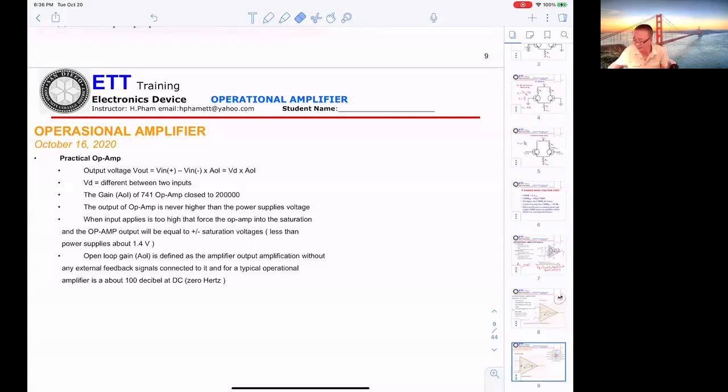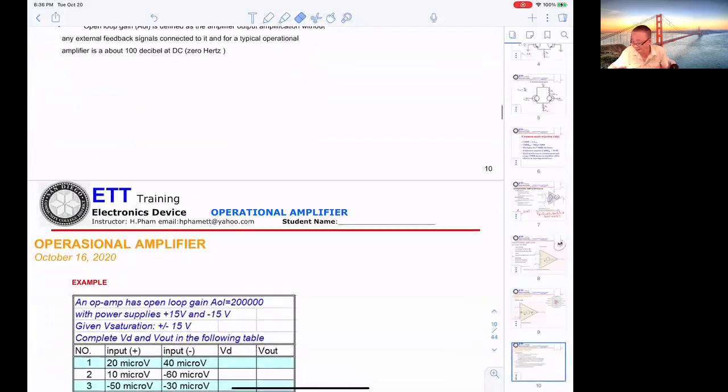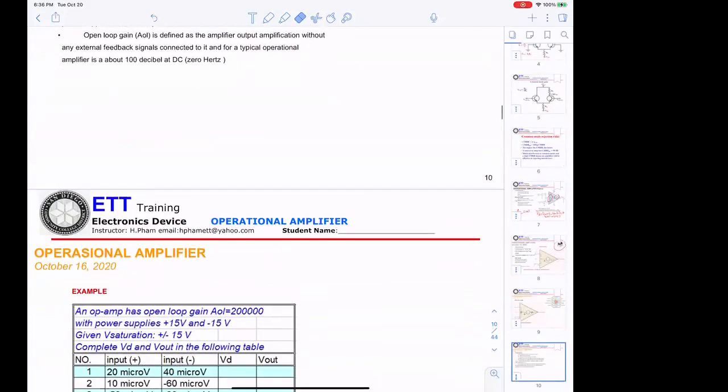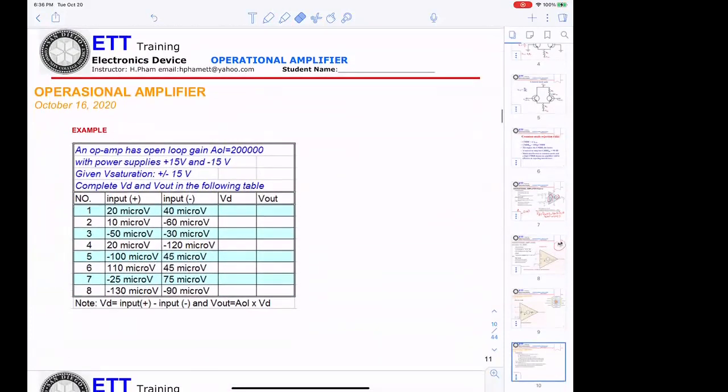Okay, so that is it for you. Hey, Mr. Pham, is the 741 a generic op-amp? I mean, just a regular basic op-amp? Right.